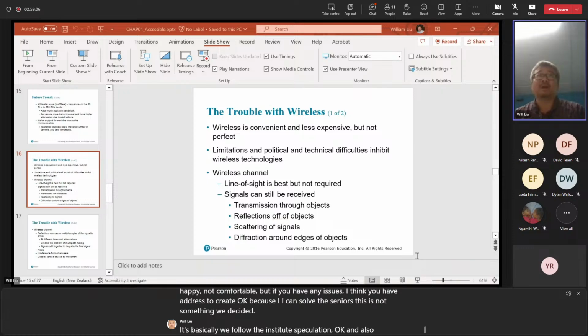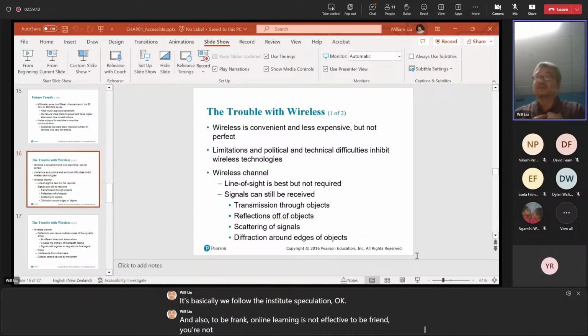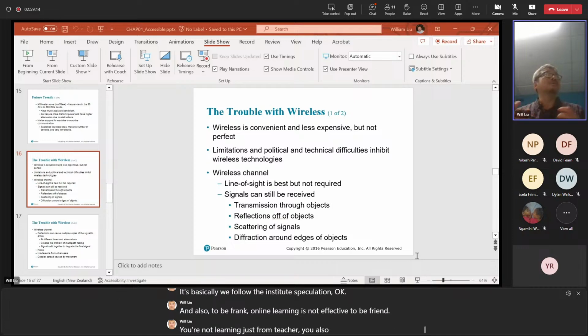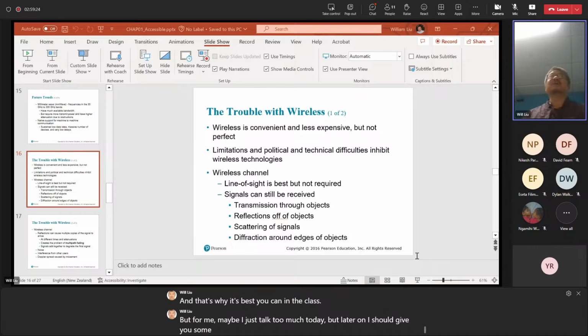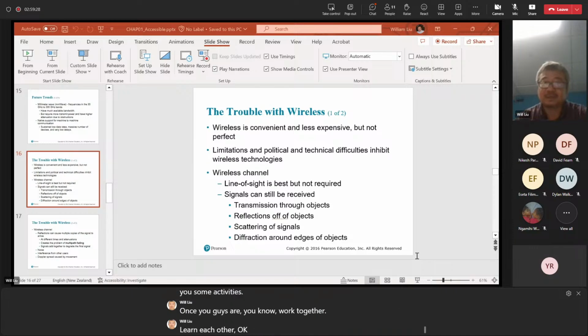And also, to be frank, online learning is not effective. You're not learning just from the teacher; you're also learning from your classmates. That's why it's best you are in the class. Maybe I just talked too much today, but later on I should give you some activities where you work together and learn from each other. Does this make sense?